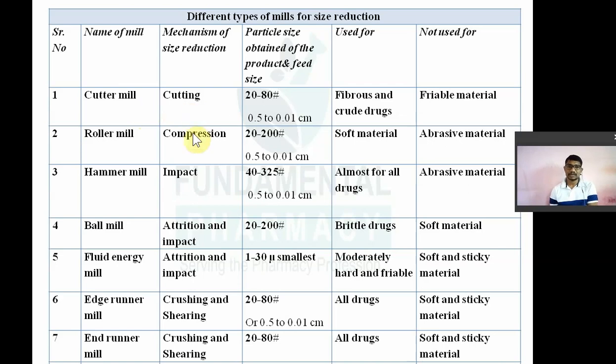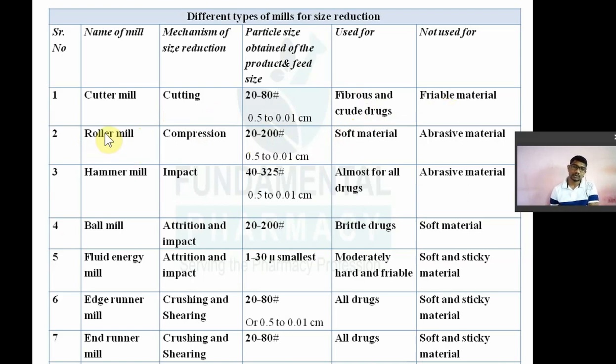Cutter mill: cutting is the principle of size reduction. You will get a 20 to 80 mesh particle size. Mesh मतलब sieve, 20 to 80 mesh ये range है, उसमें आपको particle size मिलेगा. And feed size is 0.5 to 0.01 centimeter. It is used mostly for fibrous and crude drug, not used for friable material.